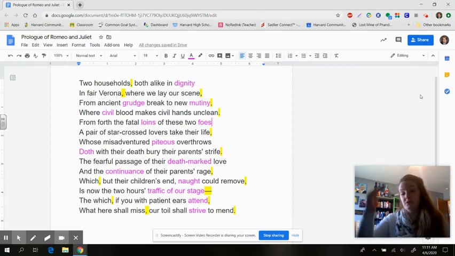Your goal then is going to be to paraphrase the rest of the poem on your worksheet and answer the questions below. As always, reach out to your teachers. We're happy to help you out when you need it. But let's go through a couple lines together.